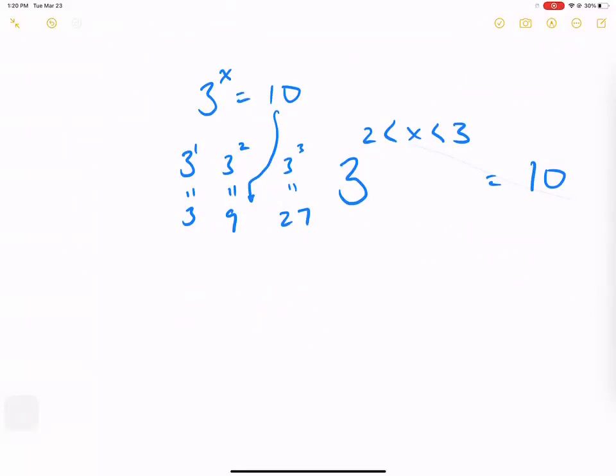Now, we have a special tool to talk about how we solve for exponents, and that's going to be logs here.